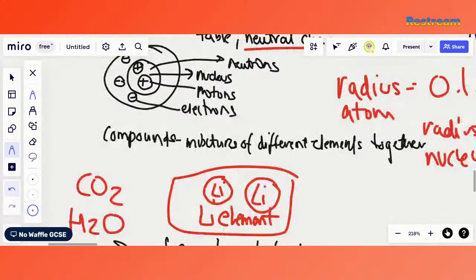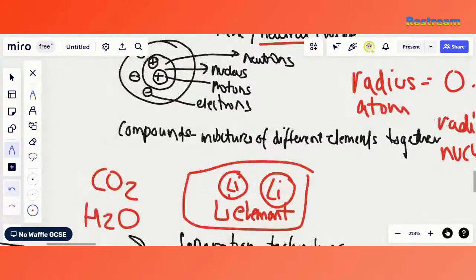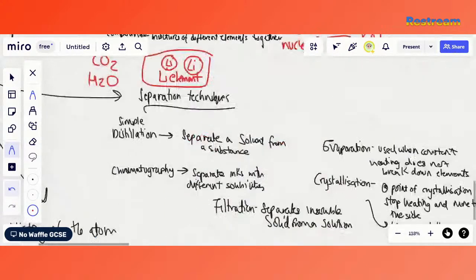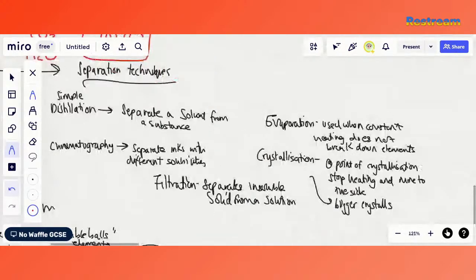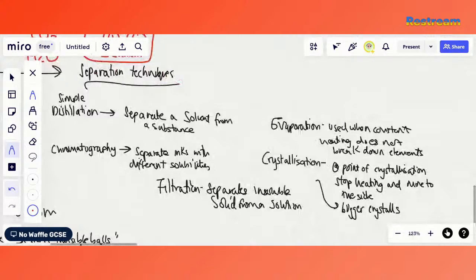Now we need to look at separation techniques. Here I always find it really simple to define each separation technique. So simple distillation is when you're separating a solvent. A solvent is a liquid that dissolves a substance within a solution. So what you do is you heat it to the boil. Both have very different boiling points. You heat it at the boiling point of the solvent you want, and you can collect that in the end.